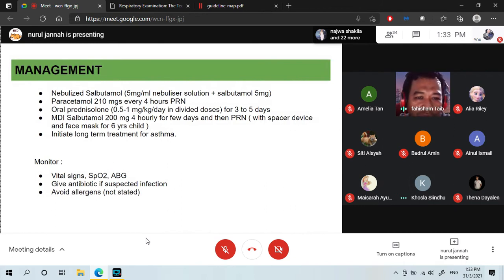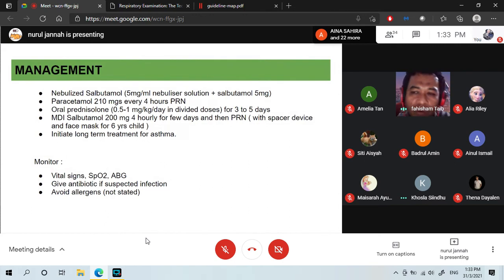So you need to use the spacer or aero chamber for that. Number 2 is the compliance. When you start on it, there's a need for you to emphasize the compliance of the medication. And number 3 is avoiding whatever the trigger.